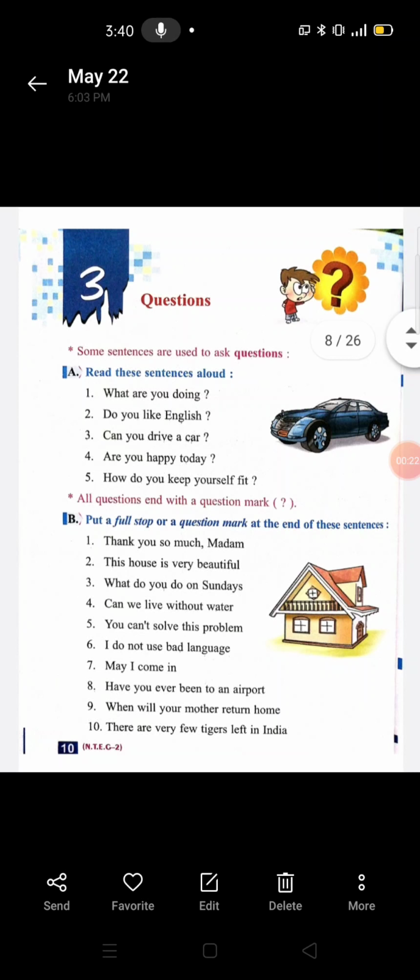What are you doing? Do you like English? Can you drive a car? Are you happy today? How do you keep yourself fit? You can see some sentences are used to ask questions. And all questions end with a question mark.